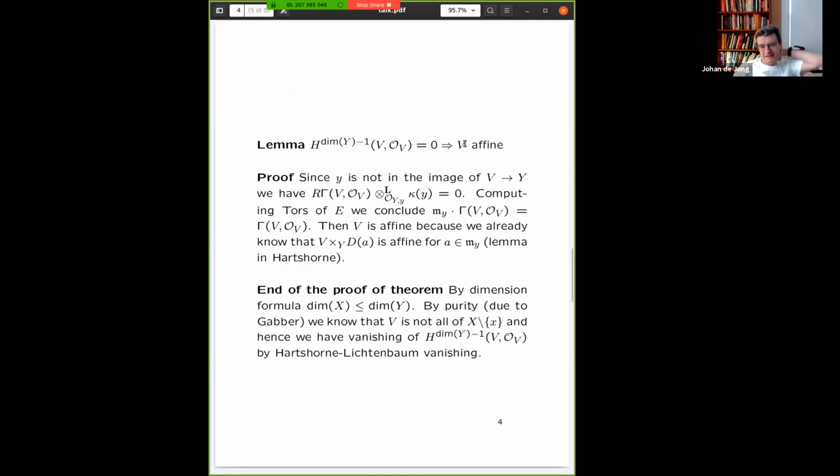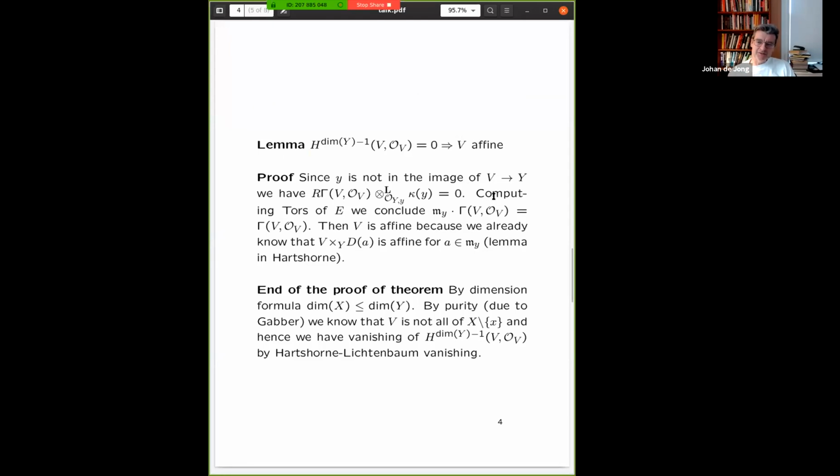And okay, so now we're going to use this in the next lemma. For dimension reasons, the dimension of V will be so small that anything beyond dim Y minus one, we already know it's zero. Okay, so I claim that if we know that this cohomology group is zero, then we know that V is affine. Okay, so let me explain the proof.